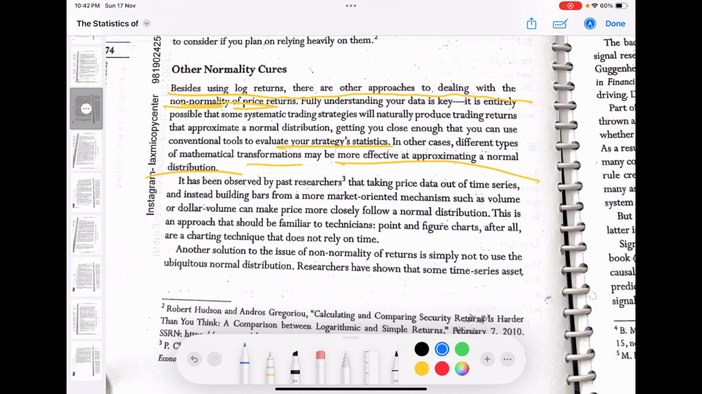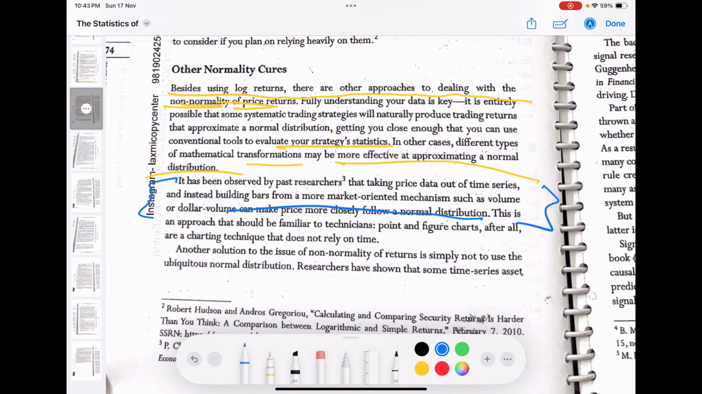It has been observed by past researchers that taking price data out of time series and instead building bars from a more market oriented mechanism such as volume or dollar volume can make price more closely follow a normal distribution. So what they're trying to say is that instead of just taking data from time series, if you build bars from more market oriented mechanisms such as dollar volume or volume, then usually price follows the normal distribution, while in the other case, you know that non-normality is a very important characteristic of the data.